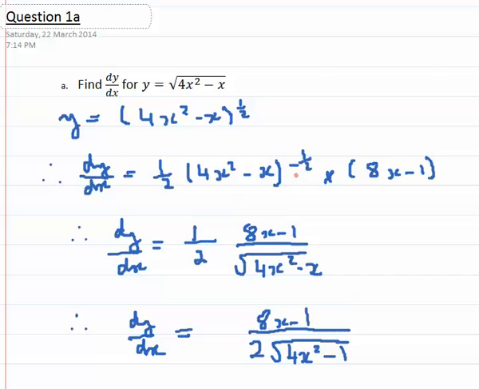Now why that is the case is that minus a half is saying you can put it downstairs by changing the sign of the index, from negative to positive, and we know that anything raised to the power of a half is the square root of that thing. Tidying this up just a touch, we can get rid of this 1 here and call it, as I've called it there, 8x minus 1 over 2 square root of 4x squared minus x.